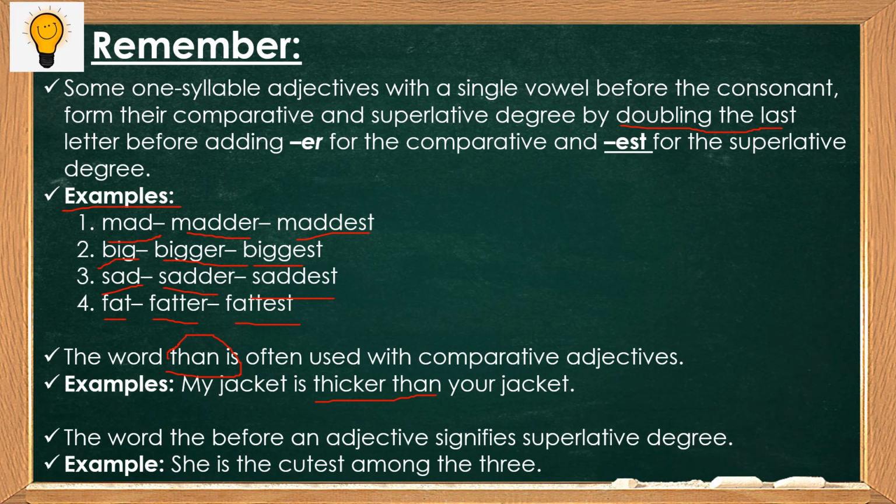Okay. And lastly, for another thing to remember, the word the before an adjective signifies superlative degree. So, say for example, she is the cutest among the three. So, those are the things to remember in giving the comparative and superlative degree of comparison.